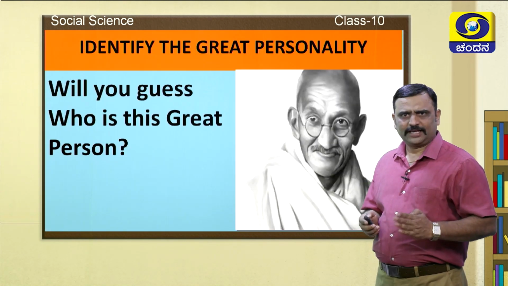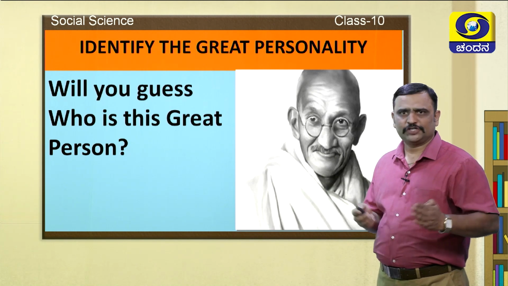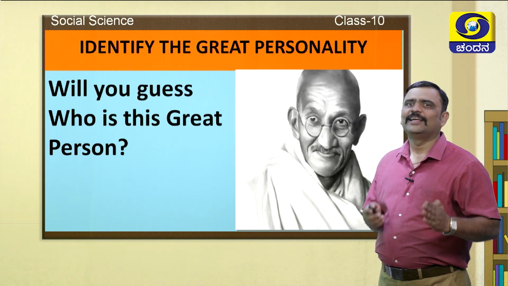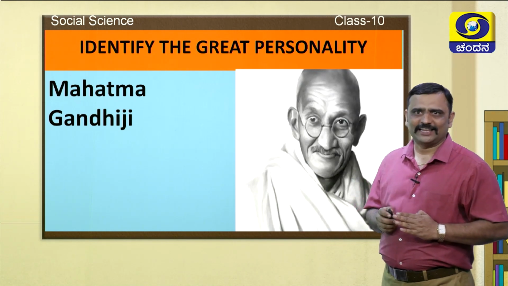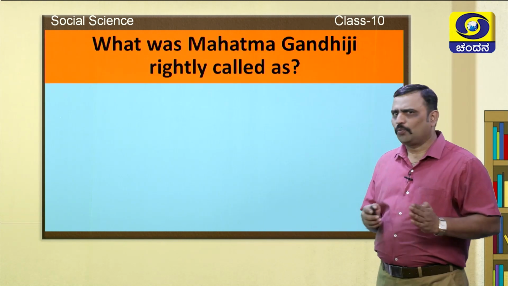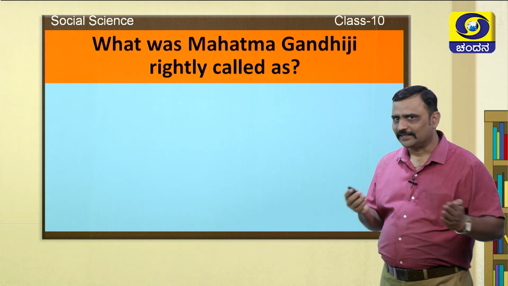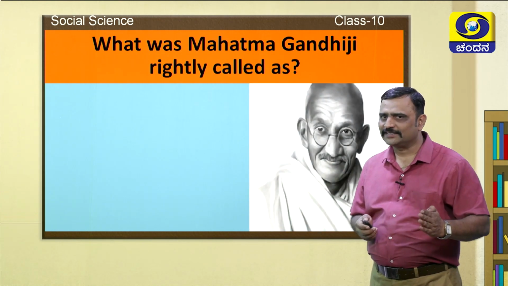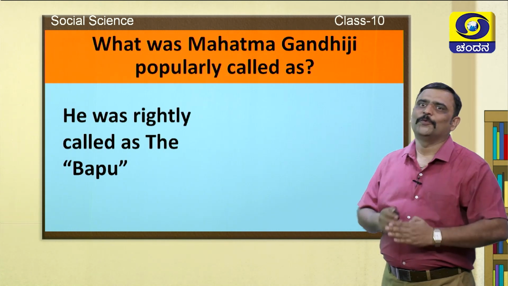Dear students, can you identify the great personality in this picture? Will you guess who this great person is? Yes, you are exactly right. It is none other than Mahatma Gandhiji. Next, what was Mahatma Gandhiji rightly called? Yes, dear students, what was he called? He was rightly called Bapu.